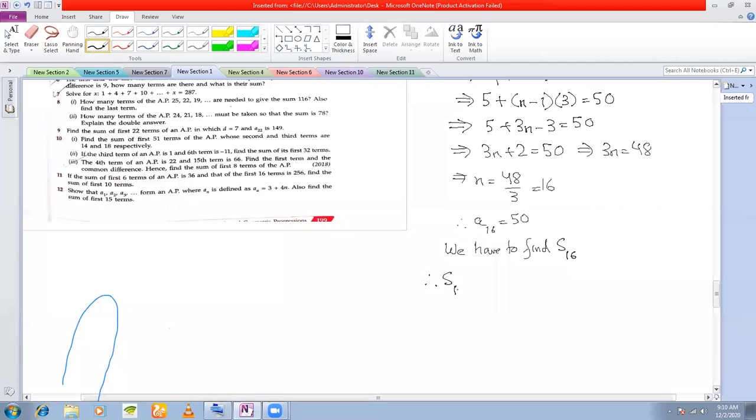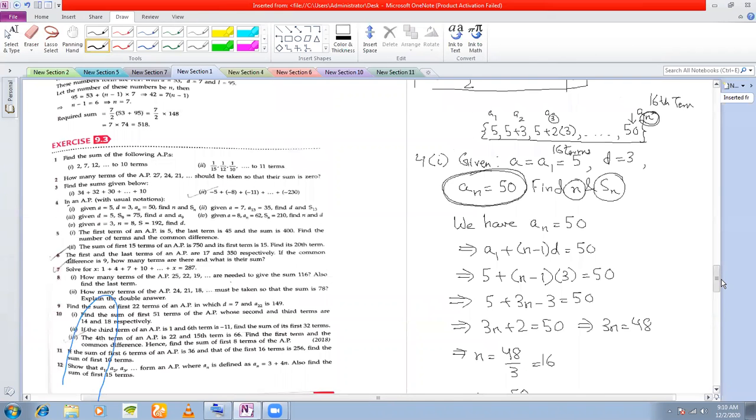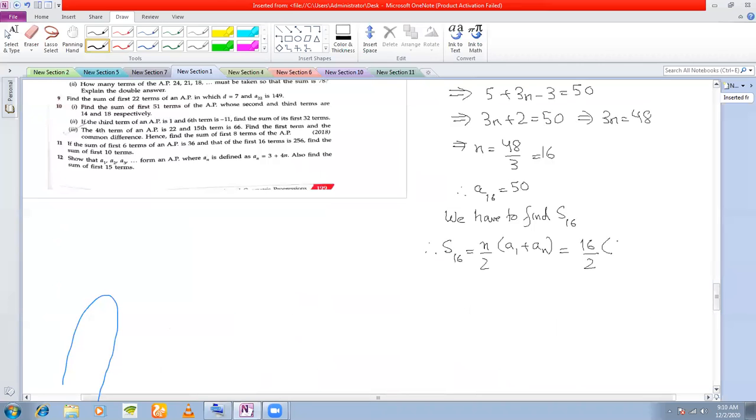Therefore, S16 is equal to n by 2 times a1. What is a1? The first term, 5, plus, let me write the formula. n by 2 times a1 plus an. n here is 16, so 16 by 2. a1, the first term, is given to you as 5, plus the nth term, the 16th term, is 50. That's it.